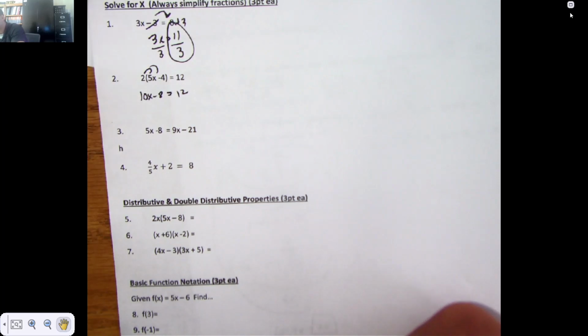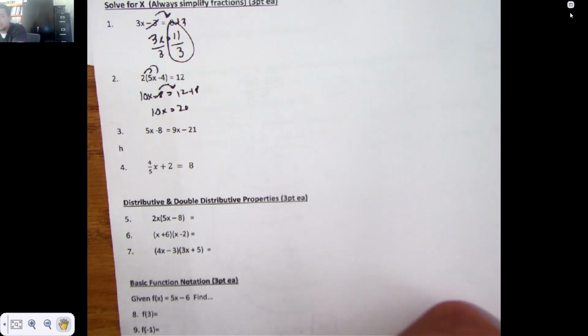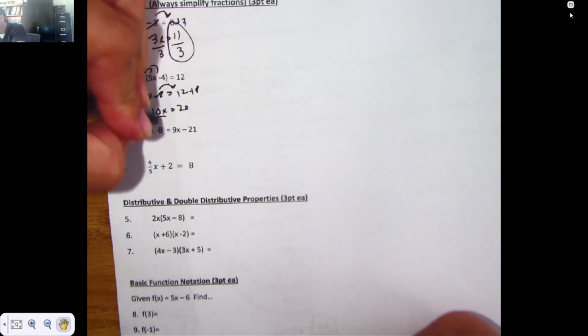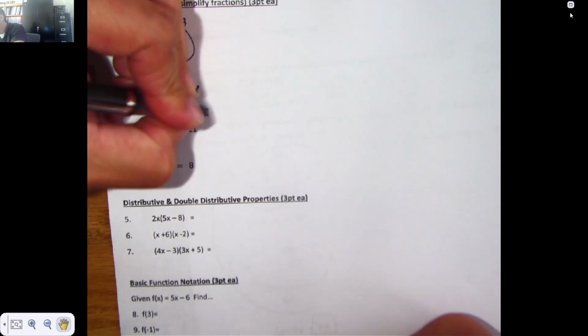Easy problem. Distributive property, twice a 5x is 10x, twice a -4 is -8. Now what we're going to do is move this 8 over and change it to addition. So 10x is now 20 because 12 and 8 is 20. Divide by 10, and my x value is 2.